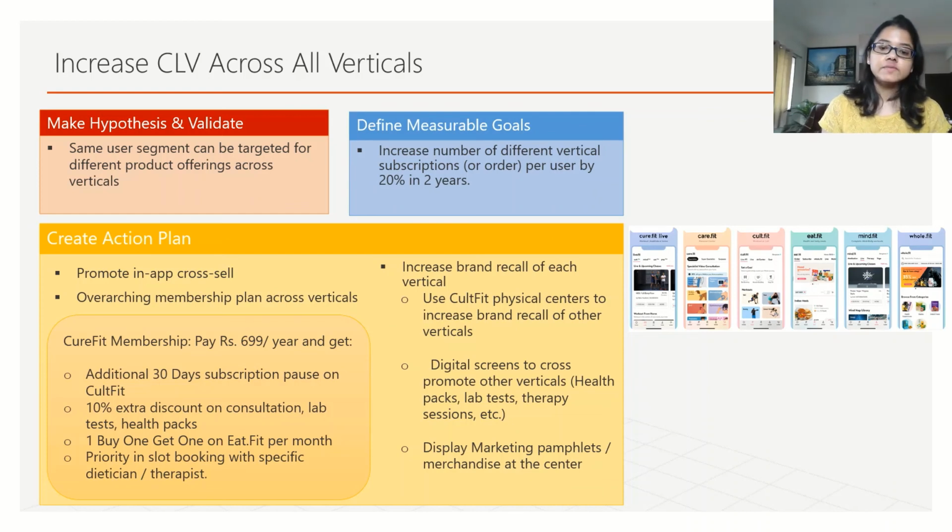One is like, CureFit has physical workout centers in the name of CultFit, and these CultFit physical centers can be used to increase the brand recall of other verticals. So for example, digital screens can be installed within the physical centers to promote other verticals like health packs, lab tests, therapy sessions, etc. And one can display marketing pamphlets or merchandise at the center to promote these different services.